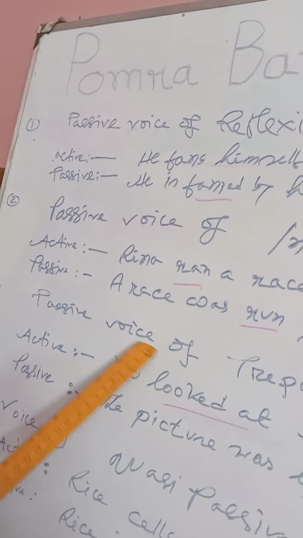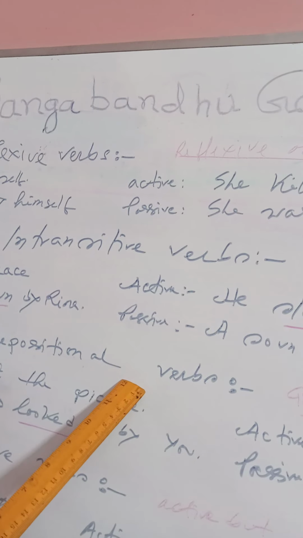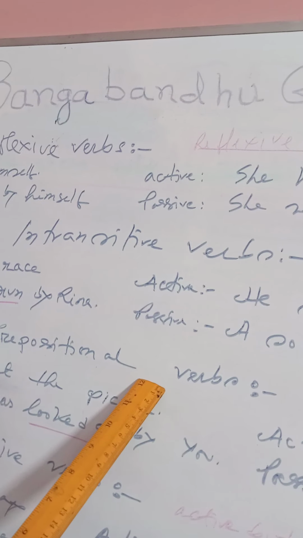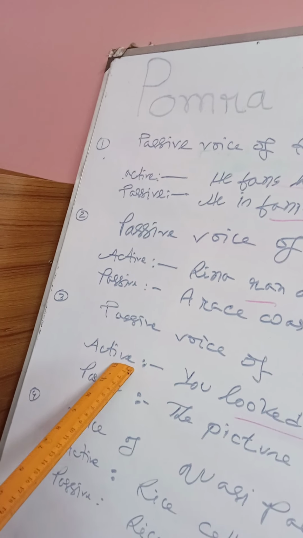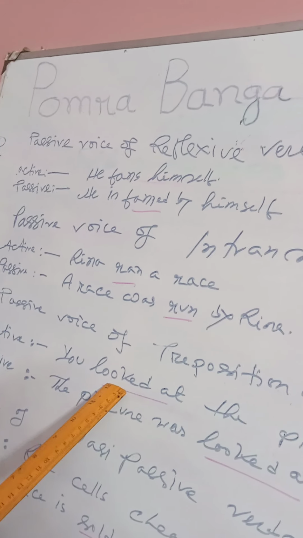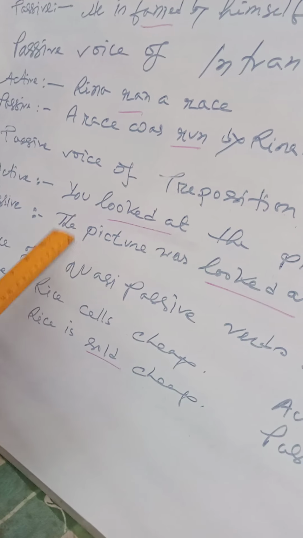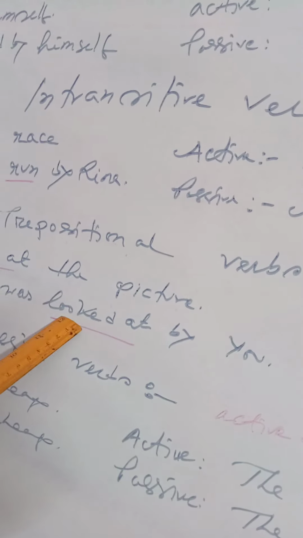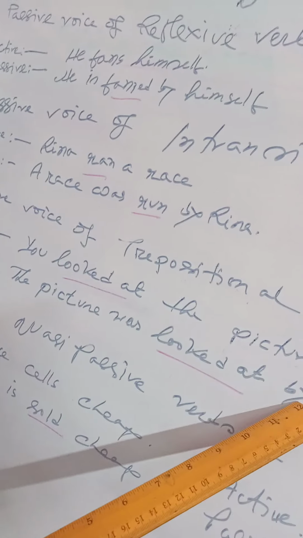Three. Passive voice of prepositional verbs. You know, prepositional verbs are group verbs which are added with a preposition. For example, in active voice, you looked at the picture. Notice one thing, that looked at is a group verb. The picture will be the subject in the passive form. The picture was looked at. There will be no change in prepositional verbs. Looked at, you have to retain it. The picture was looked at by you.